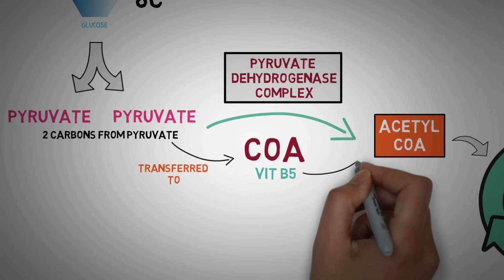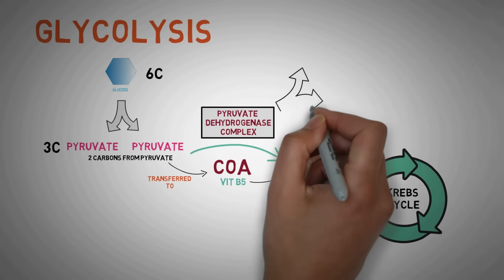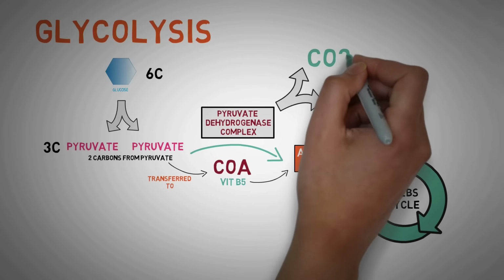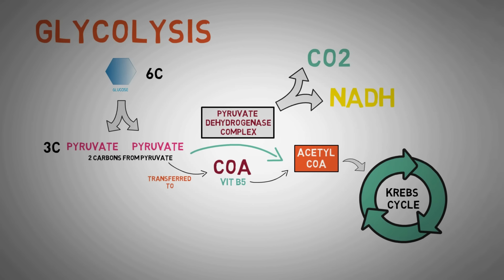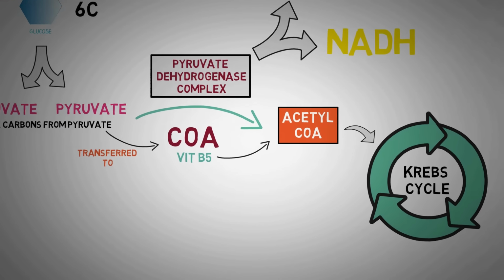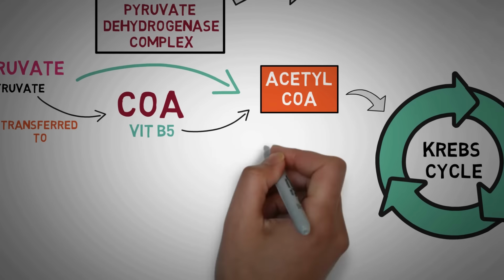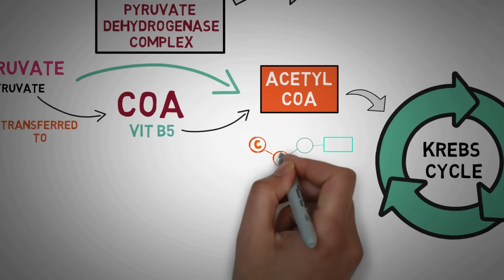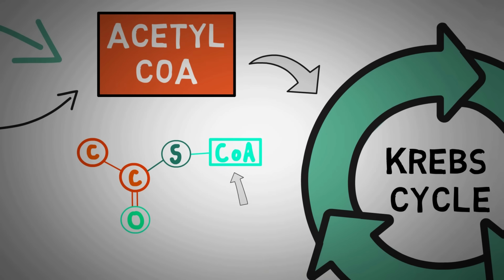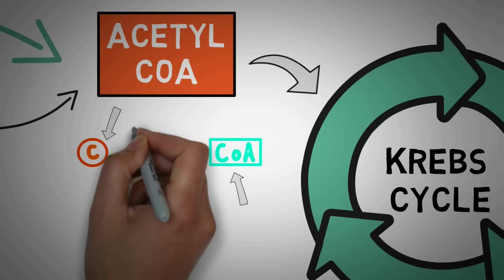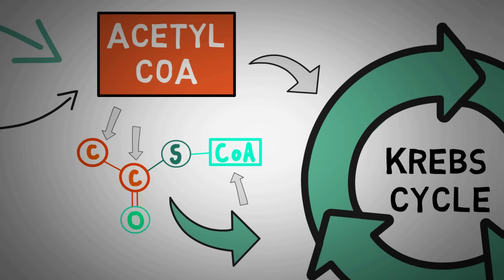One additional carbon present in the pyruvate is lost in the form of carbon dioxide. In this reaction, 1 molecule of NADH is also produced. So this is how acetyl-CoA is produced from pyruvate. This acetyl-CoA is a 2-carbon compound and is the starting point of the Krebs cycle. In this molecule, the coenzyme A, the part which is derived from vitamin B5, acts just like a carrier which transfers the 2 carbons attached to it to the Krebs cycle.